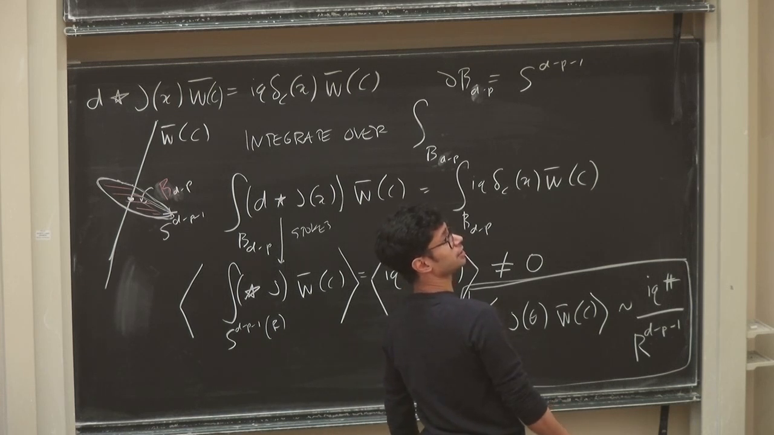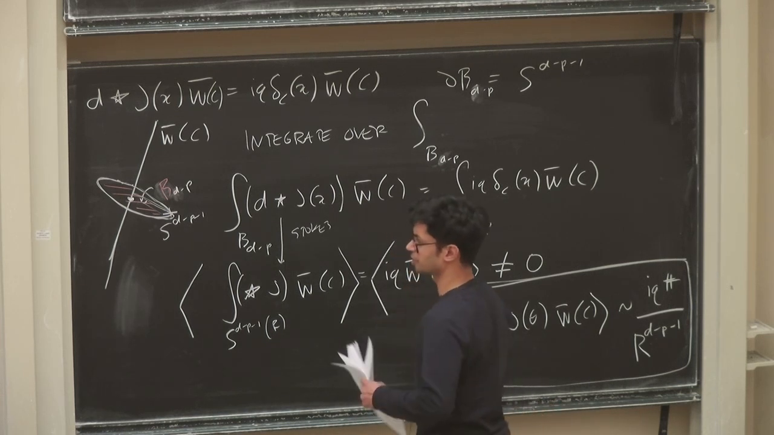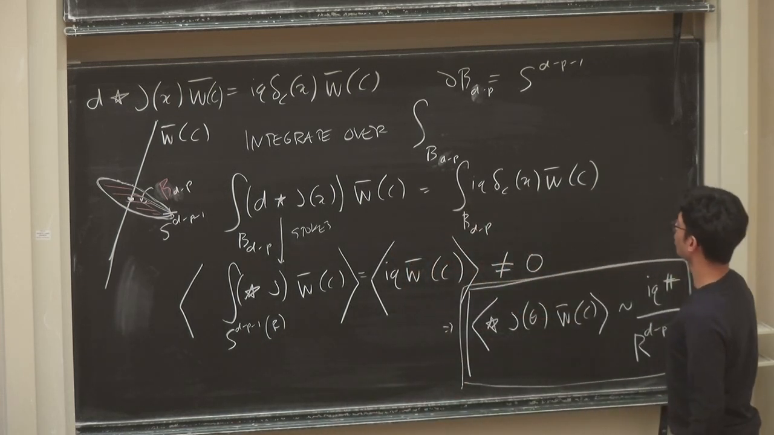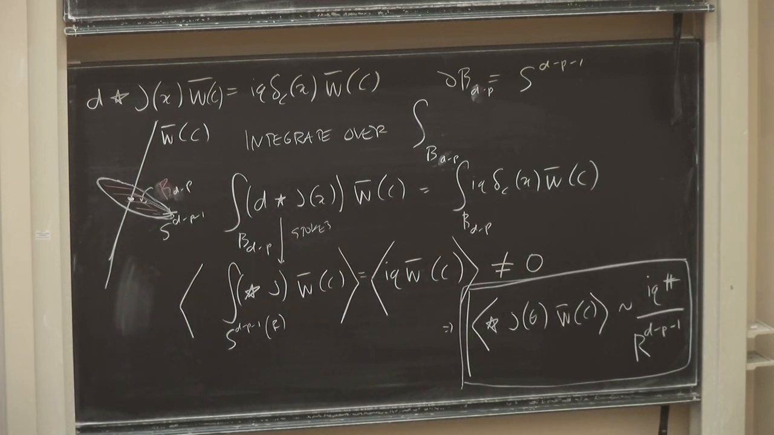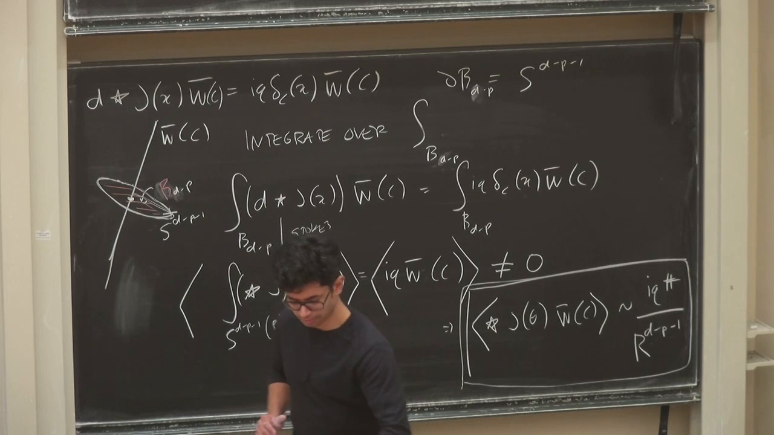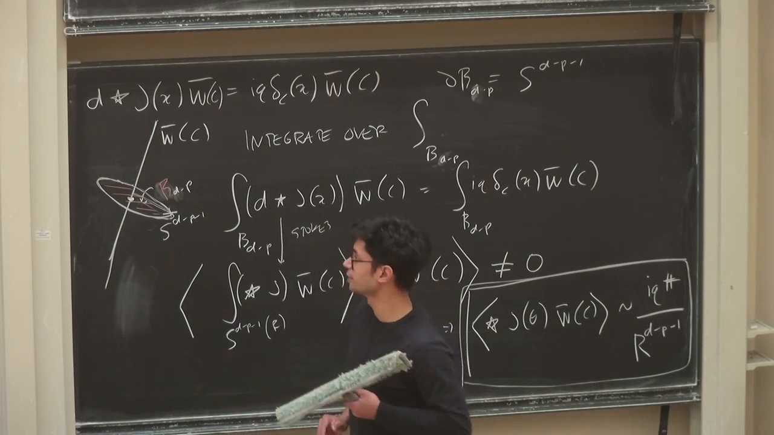I think it makes sense for me to erase the boards. What we have just shown is that a perimeter law for a U1 charged object of a higher form symmetry implies there's a gapless mode in the spectrum. Okay? All right. Now, I'm going to erase the boards.